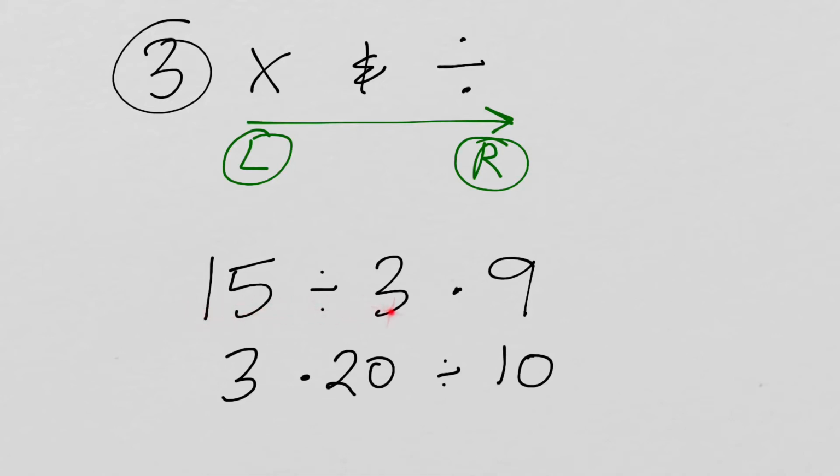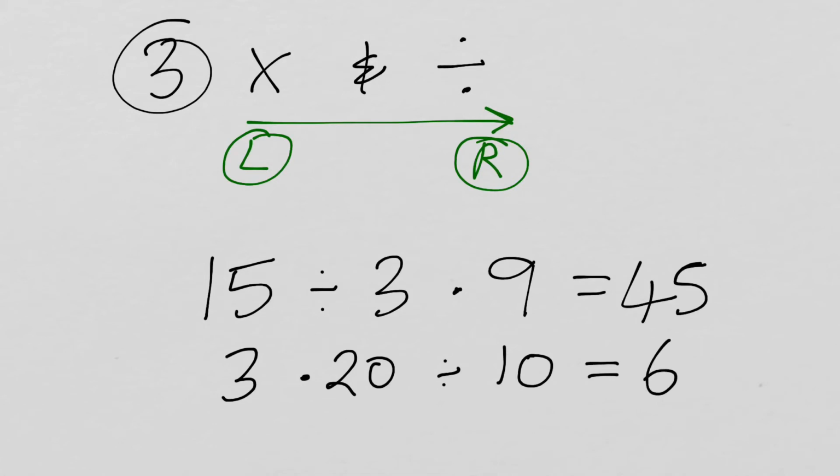So 15 divided by 3, which is 5, times 9 is 45. You wouldn't do the 3 times 9 first, because if you did that, you get 15 divided by 27, which is not 45. So it doesn't matter which order you do them in. So we're going to go from left to right, whichever one you hit first. So down here, I'm going to hit a multiplication before I hit division. So because it's all in the same step, it's the one I hit first, multiplication. So 3 times 20, well, that's 60, divided by 10, that's going to equal 6.